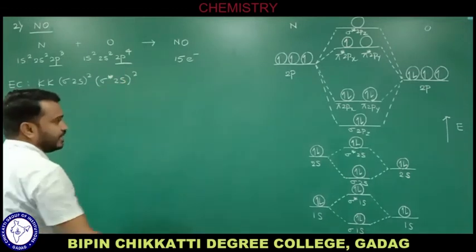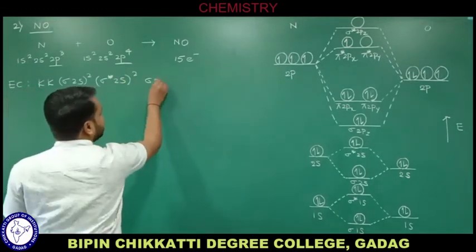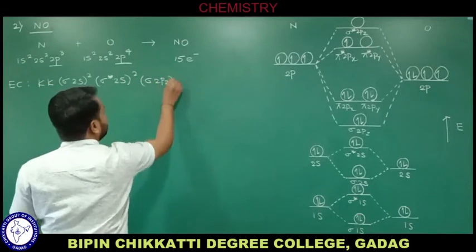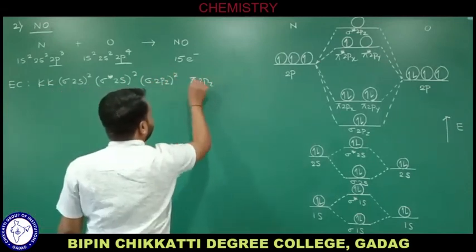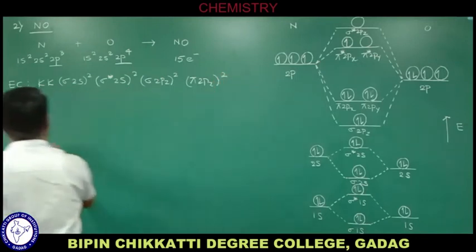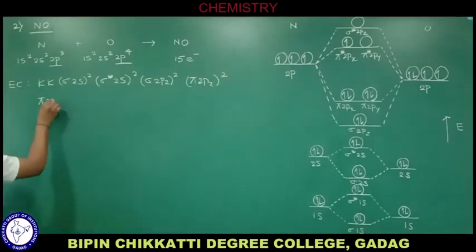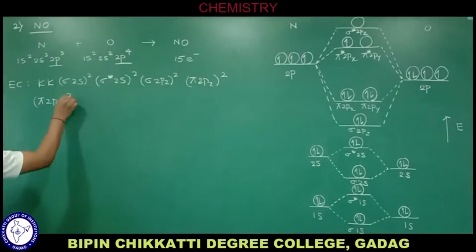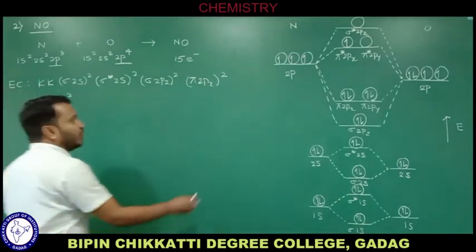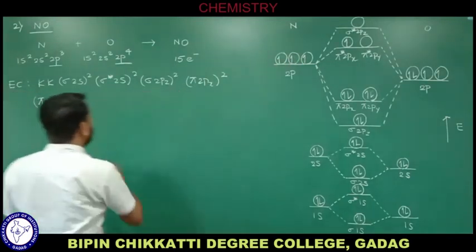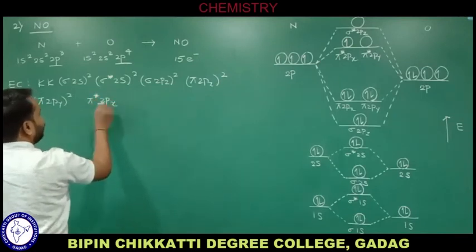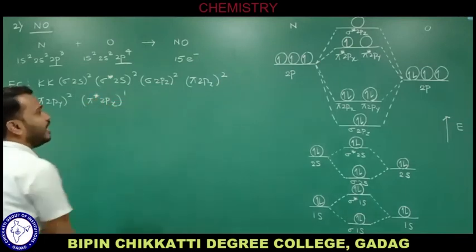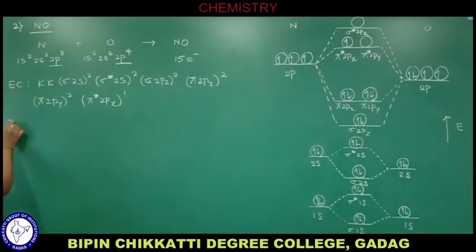And the next energy level is sigma 2pz, and we have 2 electrons over there, and pi 2px, we have 2 electrons over there, and pi 2py, and we have 2 electrons also in that molecular orbital. We have one more orbital of higher energy, that will be pi star 2px, but we have only one electron in that case. So that is the electronic configuration.